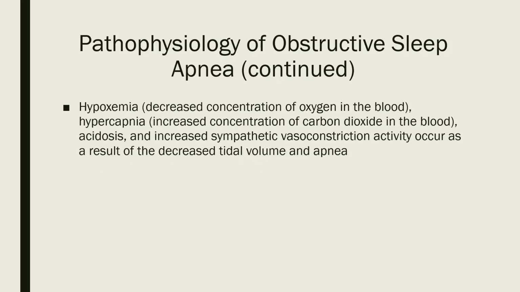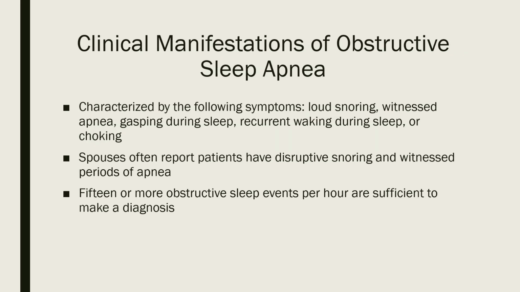Hypoxemia is a decreased concentration of oxygen in the blood. Hypercapnia is an increased concentration of carbon dioxide in the blood. Acidosis and increased sympathetic vasoconstriction activity occur as a result of the decreased tidal volume and apnea.